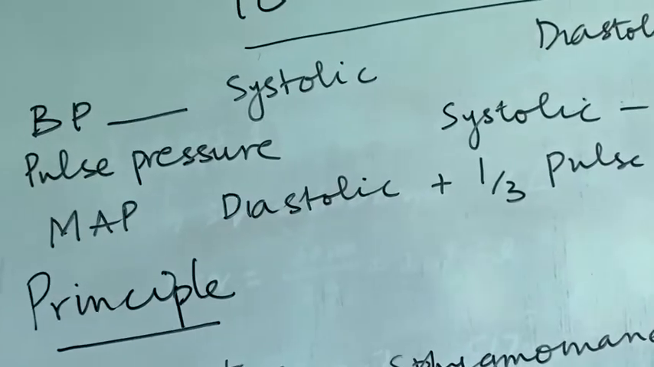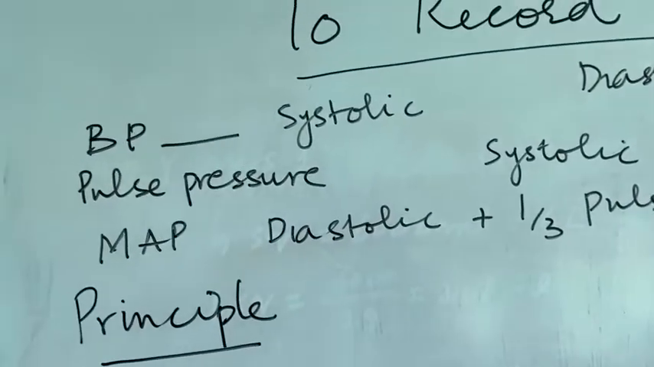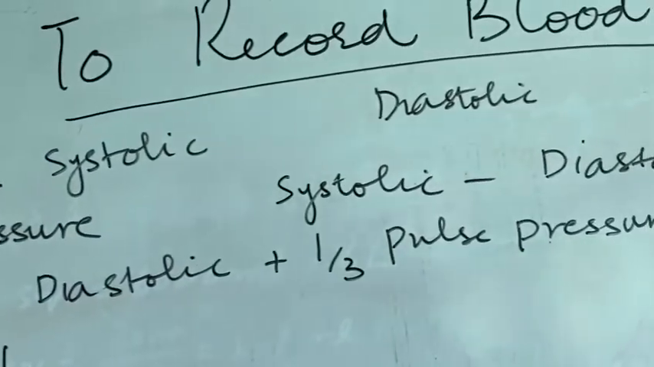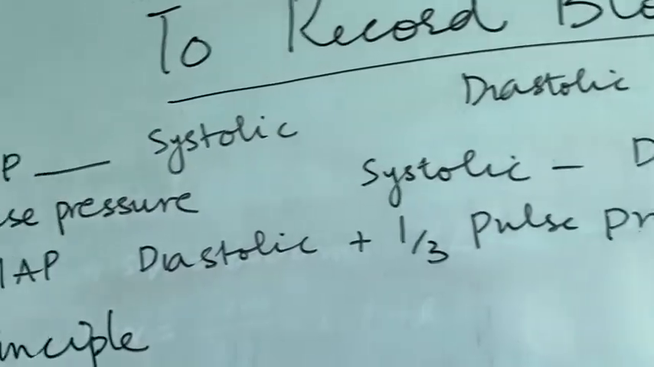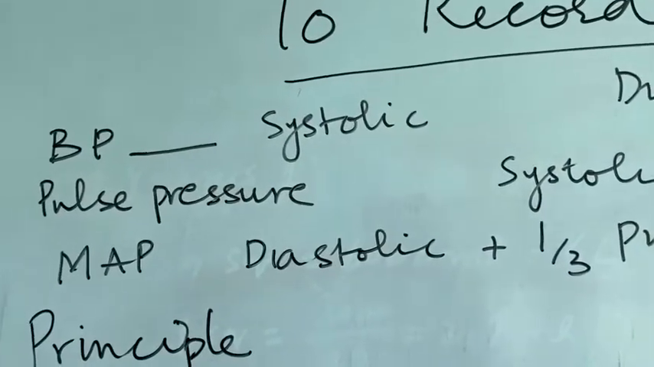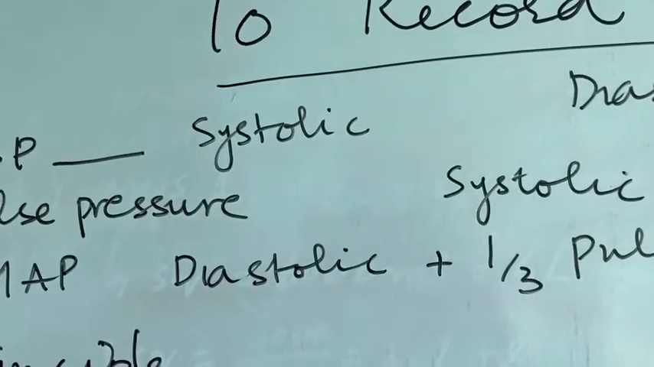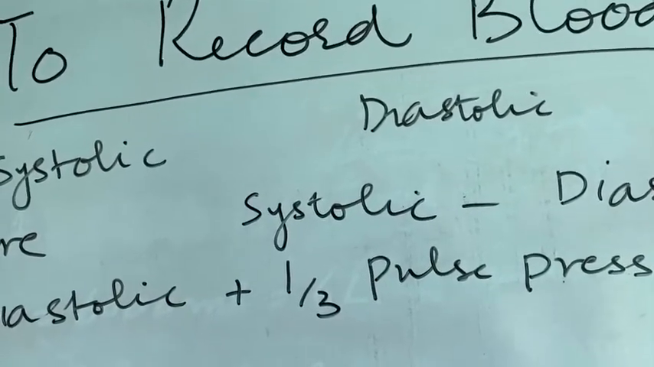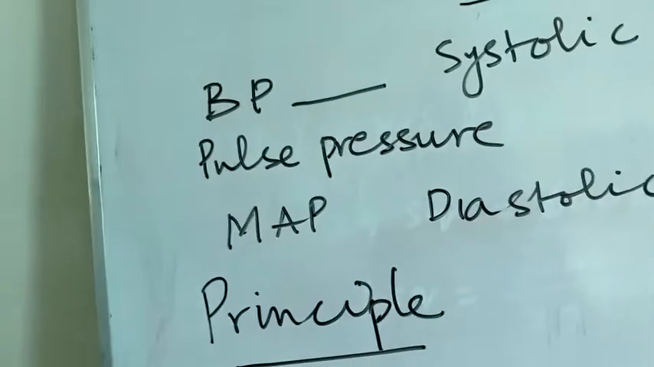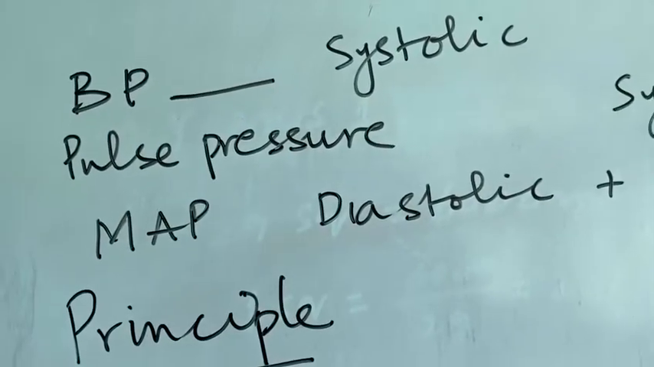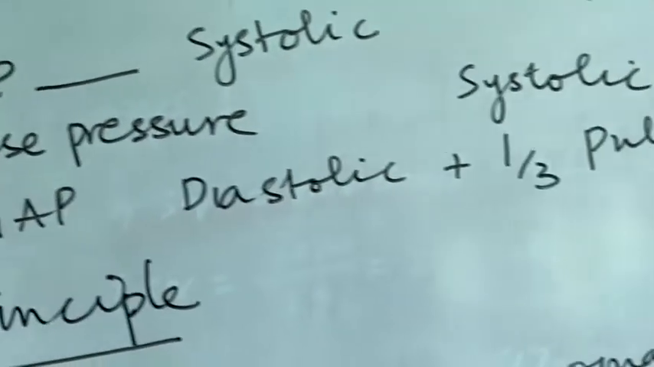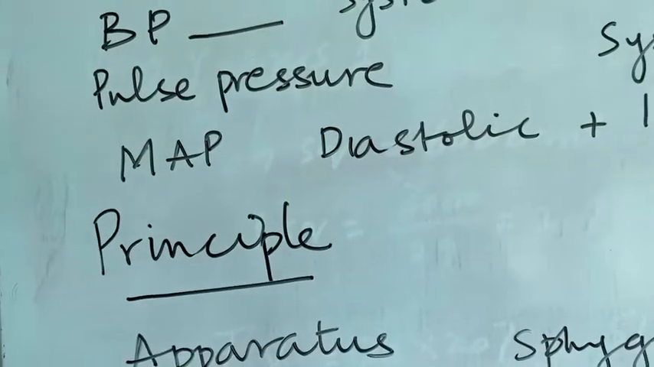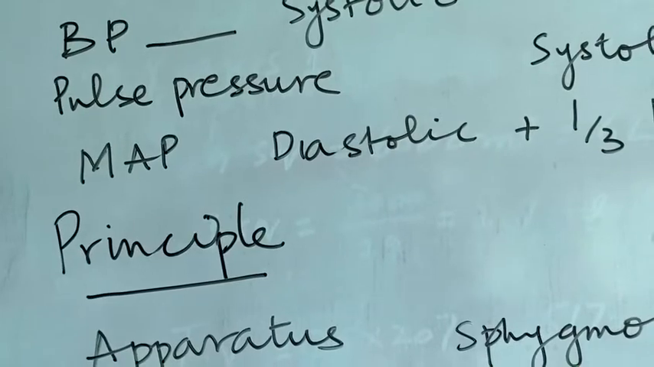Blood pressure is the pressure exerted by the blood against the blood vessel walls during the systolic and diastolic phases of the heart. The pressure exerted during the systolic phase is systolic blood pressure, while the pressure exerted during the diastolic phase is diastolic pressure. The pulse pressure is the difference between systolic and diastolic pressure, and the mean arterial pressure is the average pressure that remains throughout the cardiac cycle.